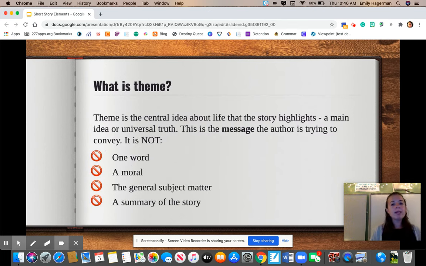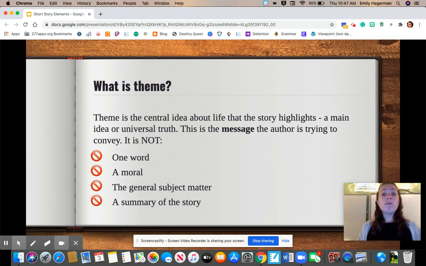Again, theme is a central idea about life, something about the world that the story is highlighting. It's a main idea, a universal truth. It's a message that the author is trying to convey. So if we're reading a story that the author is telling us about war and all the characters come away wounded and sad and losing someone, probably the message has something to do with how war is really negative and how war maybe impacts people psychologically, something like that. So you have to think about, what is the author using the story to say about a subject?